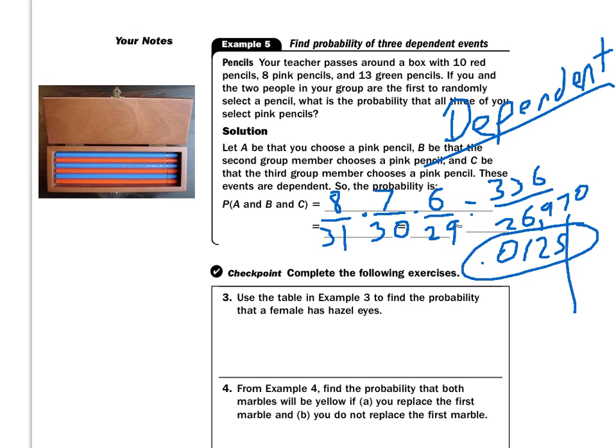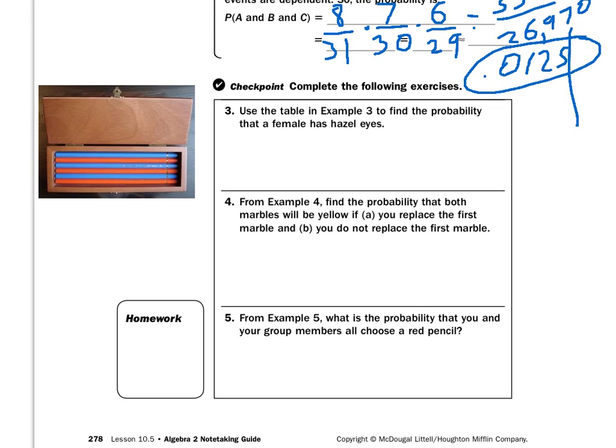You guys go ahead and take a look at these examples, these checkpoints here. I'm just going to give you the answers on those checkpoints, and then we can talk about them. If you use that table, you got a 41% chance of picking a female that has hazel eyes, and both marbles being yellow. If you replace the first one, remember that's independent, so make sure you have put that marble back. And B, they said if you do not replace it, so that's a dependent event.